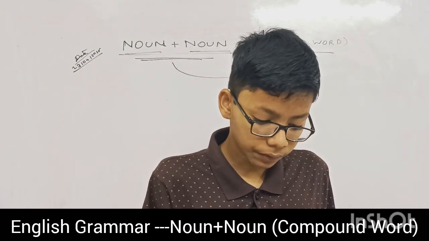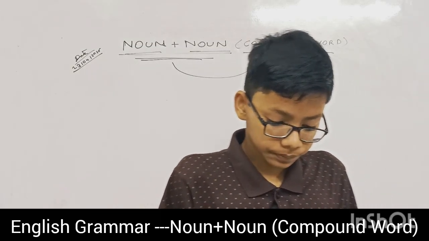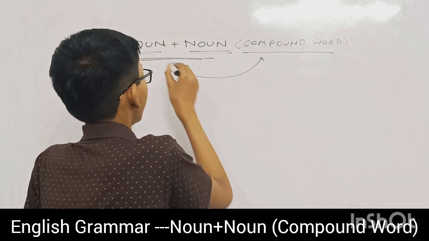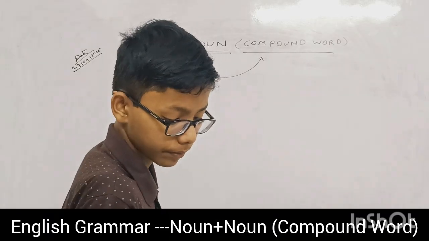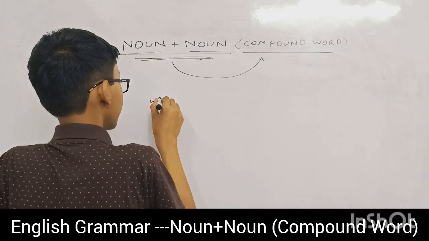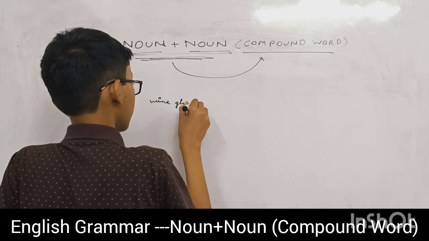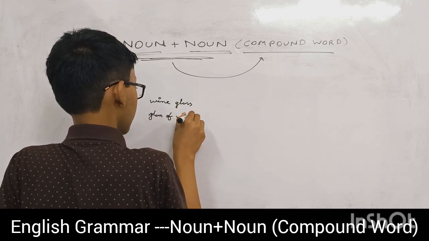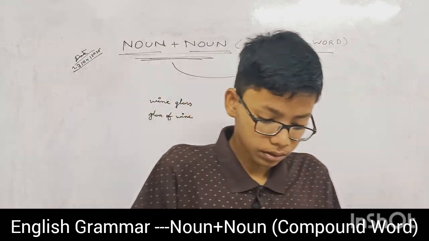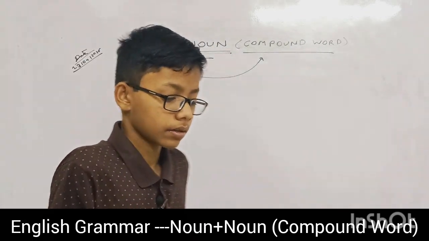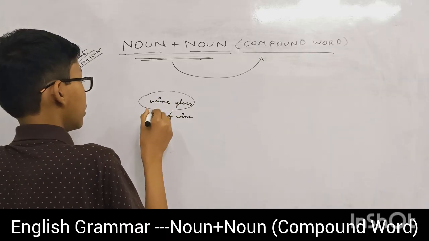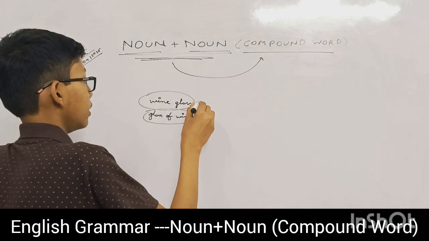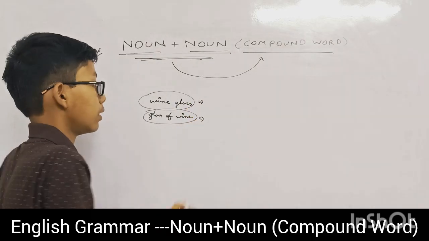Now note the difference between the combination of two nouns. For example, here, wine glass and a glass of wine. These are two different combinations. It might look like they have the same meaning, but they do not.